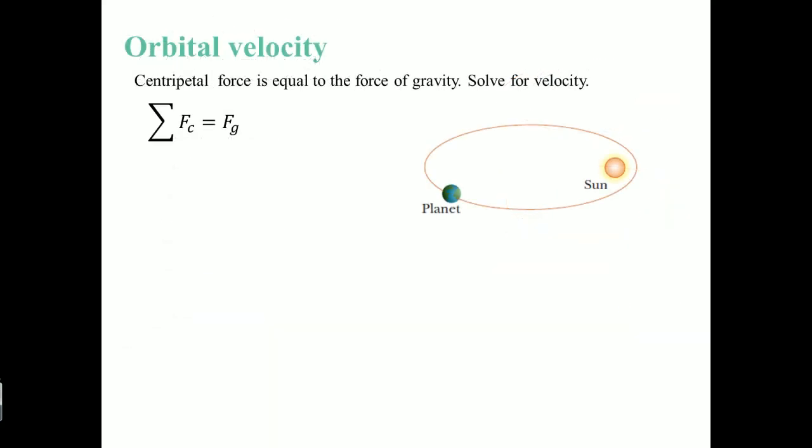Kepler's second law is what you need to understand for the AP Physics 1 exam. So we have to take a look at the orbital velocity. So centripetal force is equal to the force of gravity. Summation of Fc is equal to Fg. Solve for the velocity. So Fg becomes that. Mp is mass of planet. Ms is mass of the sun. That is Newton's law of gravitation.